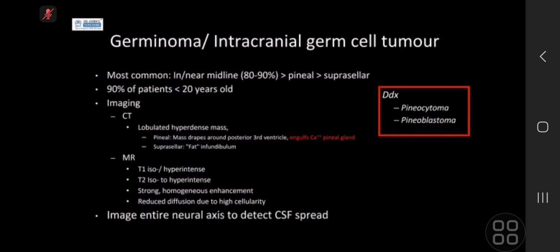Very variable signal, so about isointense to hyperintense on T1, and variable on T2 as well. You've got homogeneous or slightly heterogeneous enhancement with areas of non-enhancement, but the enhancement is quite strong. And because of high cellularity, you also get a degree of restricted diffusion. With germ cell tumors and a few other tumors that we're going to discuss later, you need to image the whole neuroaxis to ensure that there's no CSF spread.